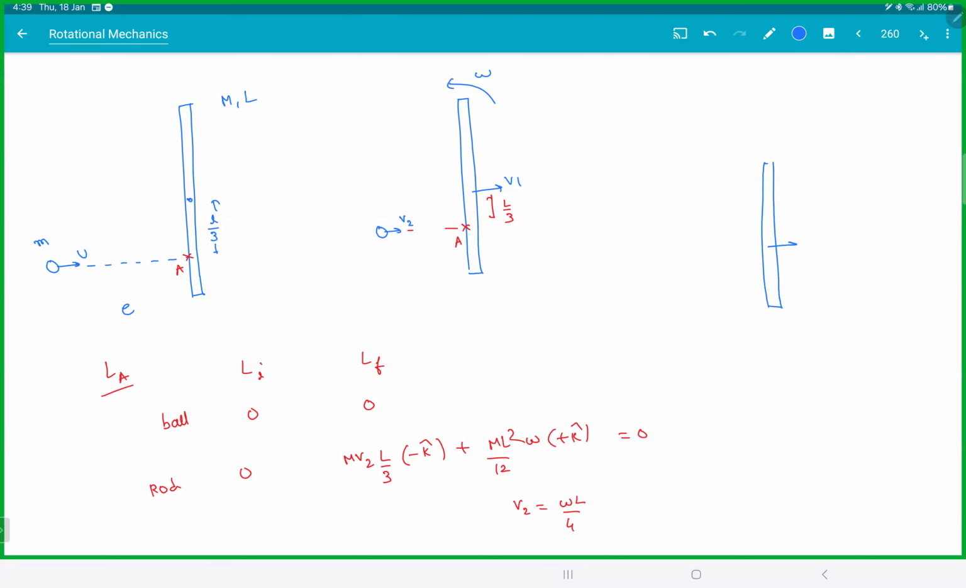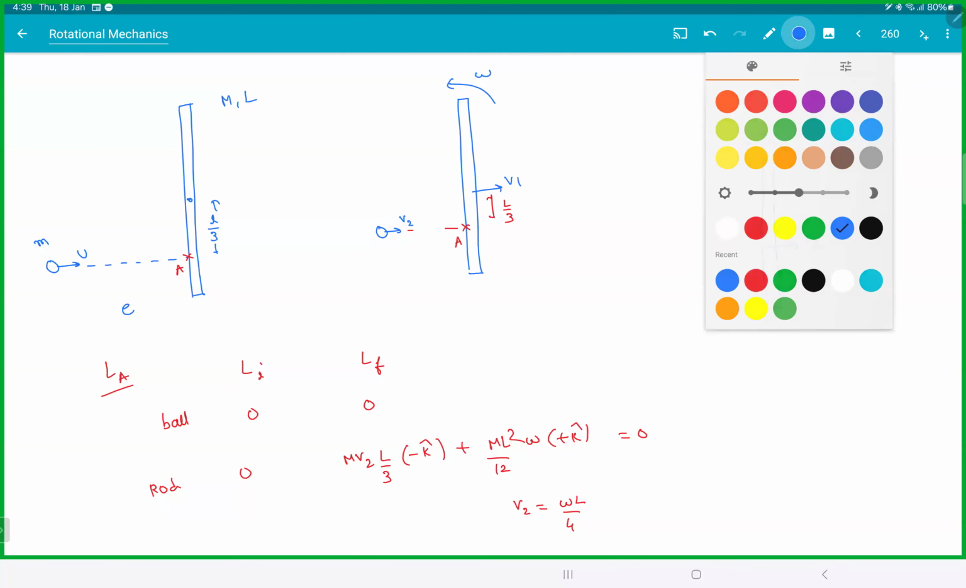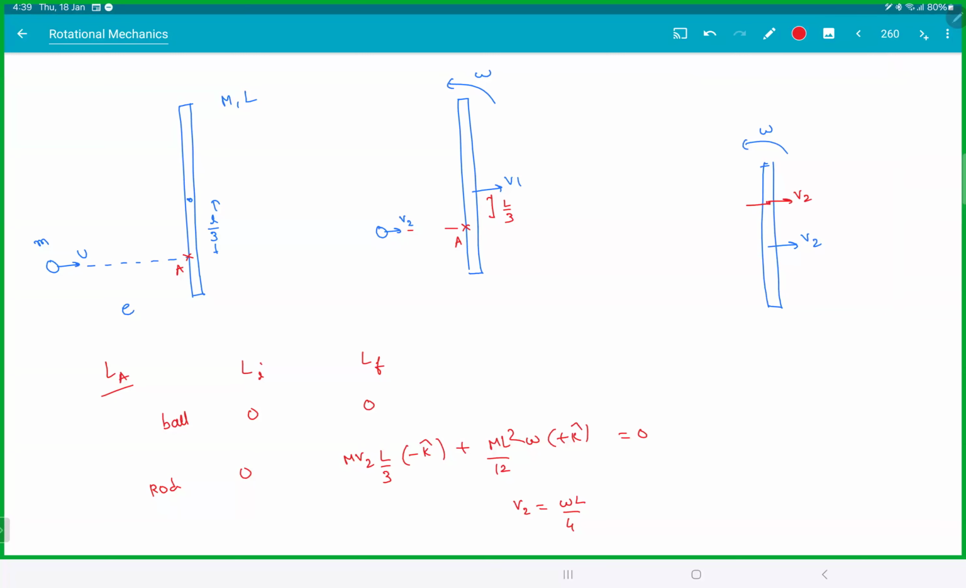So if this point is going with V2 and this is going with omega, there'll be some point here where the velocity is zero. Let's assume the distance is x from here. V2 should be equal to x omega. So the point at L/4 above the center will have zero velocity. That's your IAR. Check. If they just want you to find the velocity, you'll get it in one step. Clear, everyone?